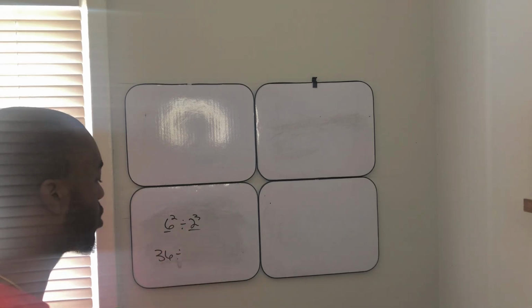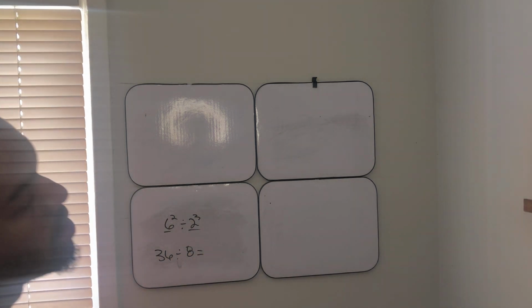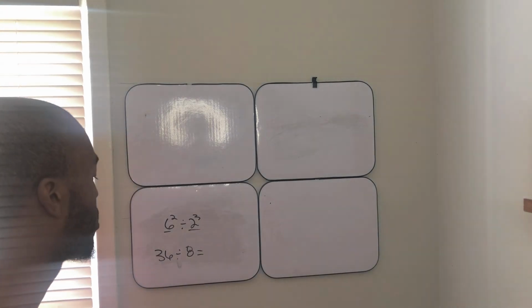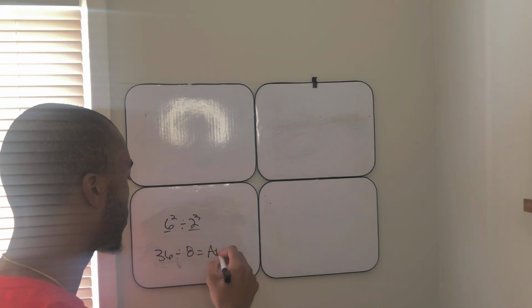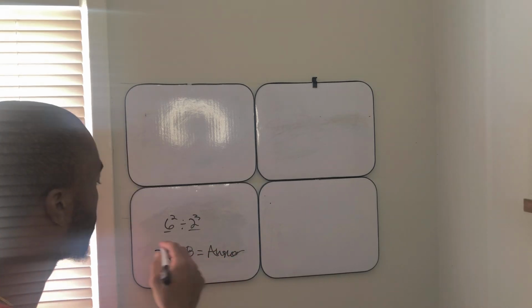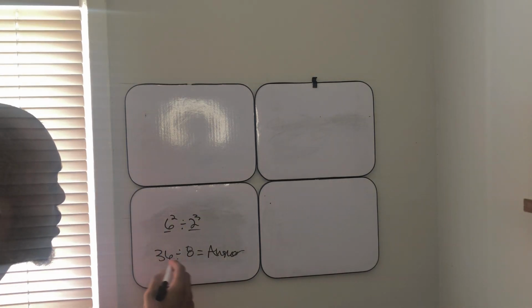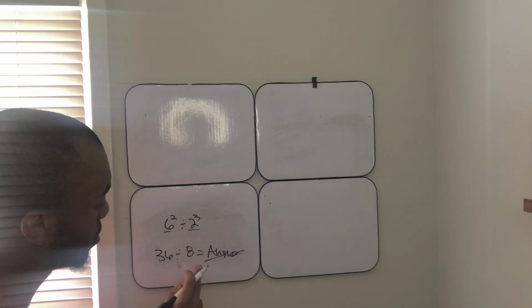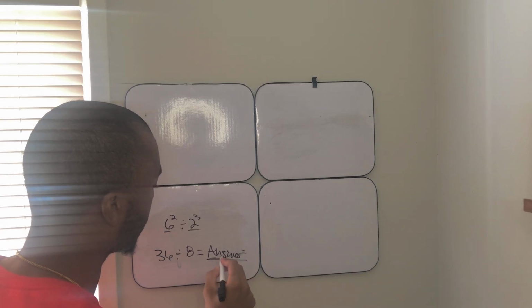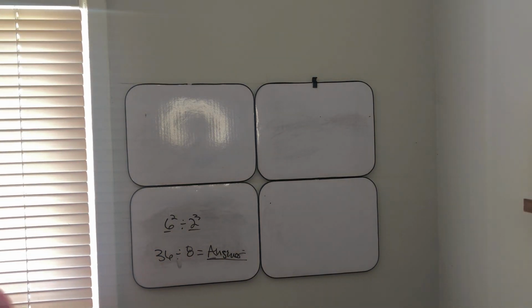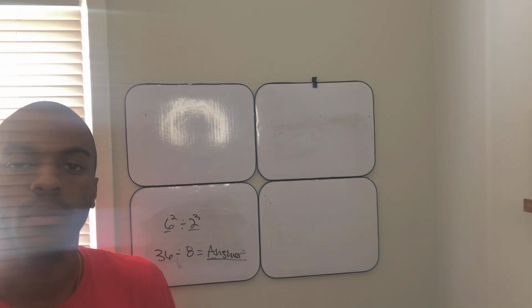36 divided by 2 cubed, which is 8. 8, 16, 24, 32, so it's like 4 and some change. So the answer to 6 squared divided by 2 cubed is 36 divided by 8, whatever that answer is. So that's how you multiply and divide powers and exponents.